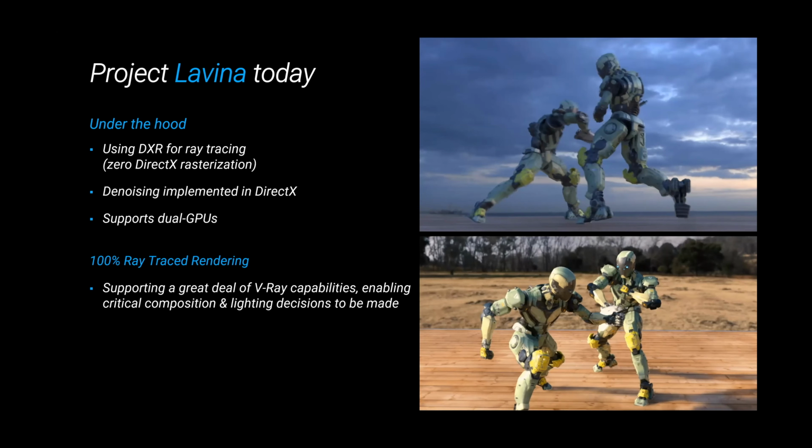It is 100% ray traced. Everything you saw there was entirely ray traced, no rasterization at all. It's just supporting a great deal of the V-Ray capabilities. So you can make critical decisions about your lighting and your camera with very close to final shading results that you are then able to secure for later work. So this leads us to the fact that we need to round trip actually back to the creation tools. And that's something that's going to be coming to Lavina later on this summer.